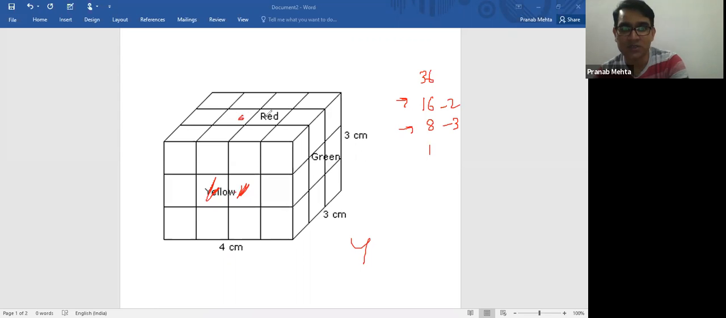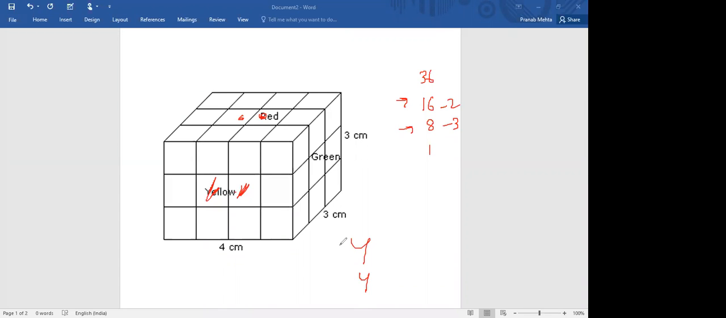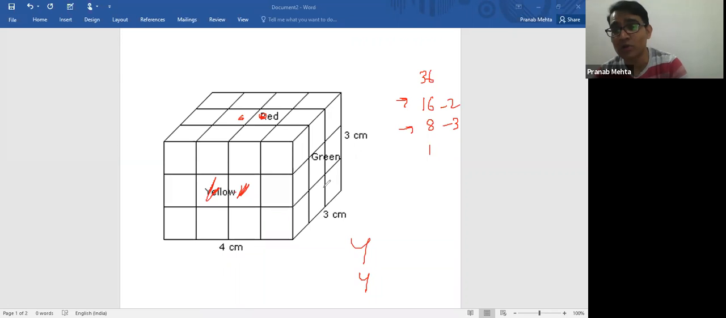Red this side, this one, single face. So 2, and another opposite side 2. 2 plus 2 is 4. Green one. So we have green already considered 4 faces. Yes, very good. And look, this is how you can do the calculation, and you can always keep it in your mind.